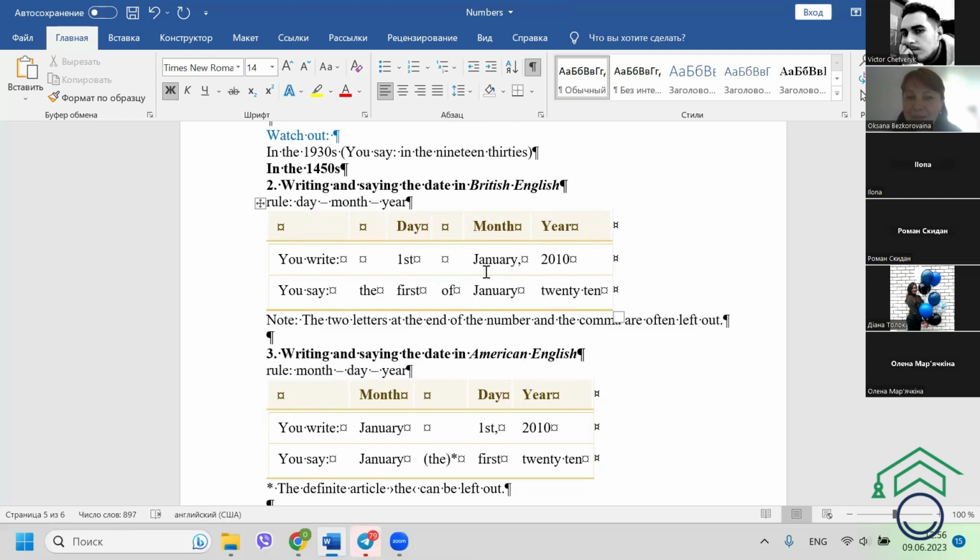Так, все зрозуміло, да, дякую. So, I remember there was a question about S ending. Yeah? Так. This is the situation. So, writing and saying the date in British English.